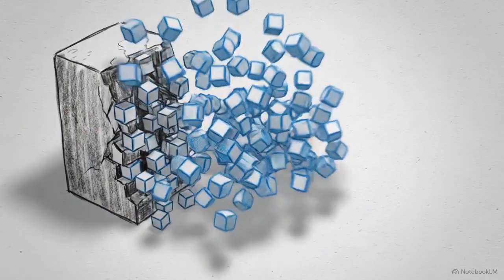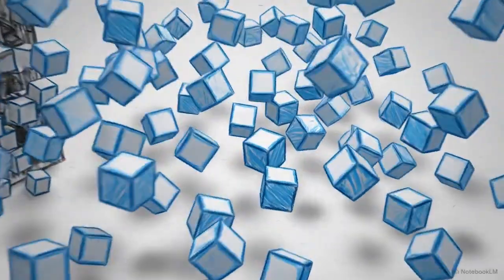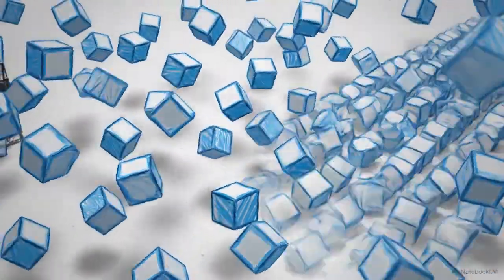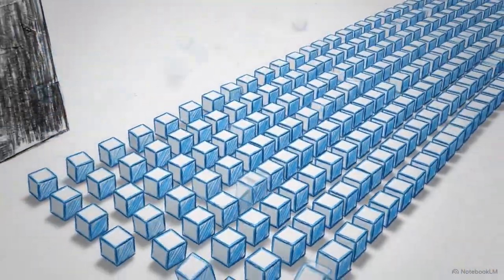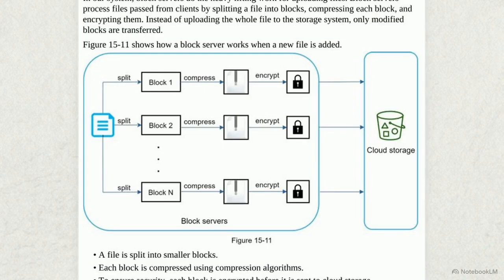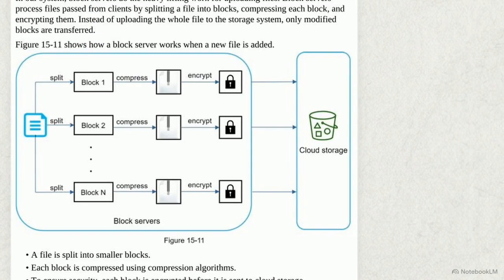To survive at this enormous scale, the system must break down and abstract these monolithic files into much smaller, discrete mathematical blocks. This schematic introduces a dedicated block server sitting between the client and cloud storage. Its first task is slicing an incoming file into fixed-size chunks, typically capped at 4 megabytes per block. Each block is then compressed and encrypted independently before being transferred to storage.